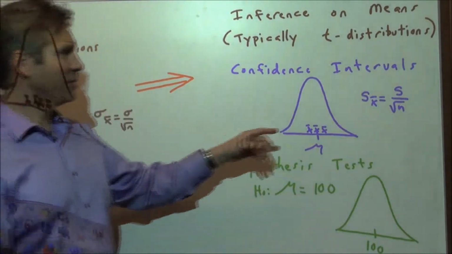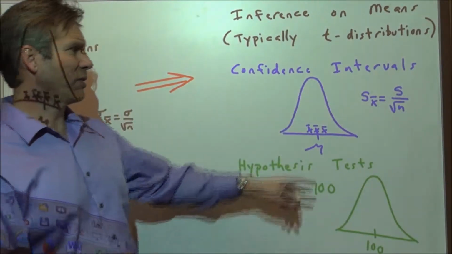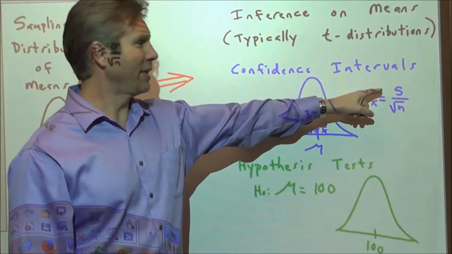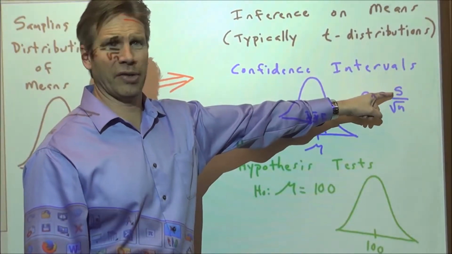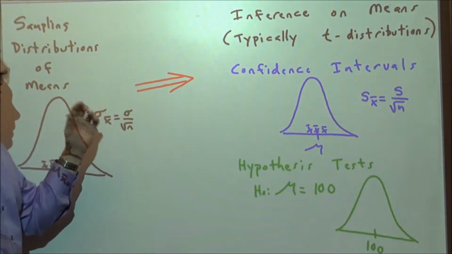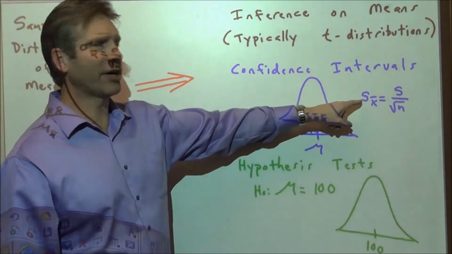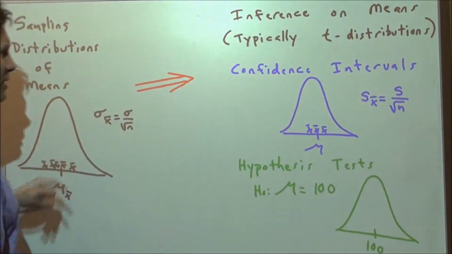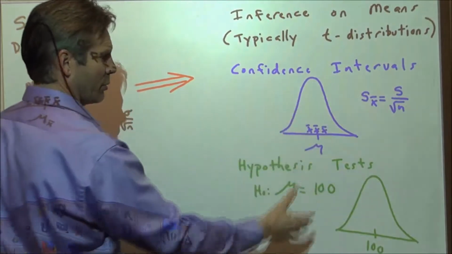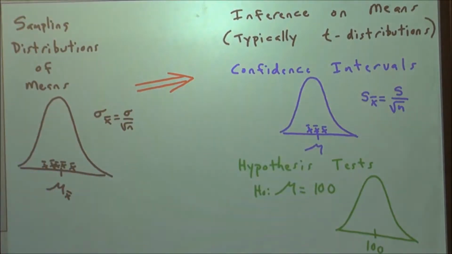This leads to inference. We can do confidence intervals and hypothesis tests, but usually we are not going to know the population standard deviation. We are going to have to use the sample standard deviation as an estimate of sigma, the population parameter. Because of that, we have the standard error of the means and not the standard deviation of the means. And because of that, we're going to be typically using t-distributions, which work a lot like normal distributions.